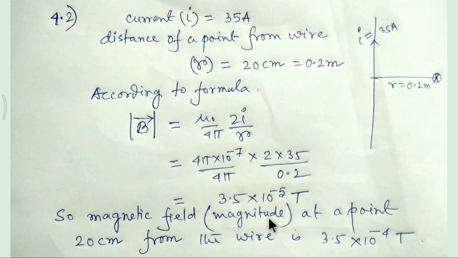So the magnetic field magnitude at a point 20 cm from the wire is 3.5 into 10 to the power minus 5 Tesla. So it is the magnitude, mind it. So what will be the direction?